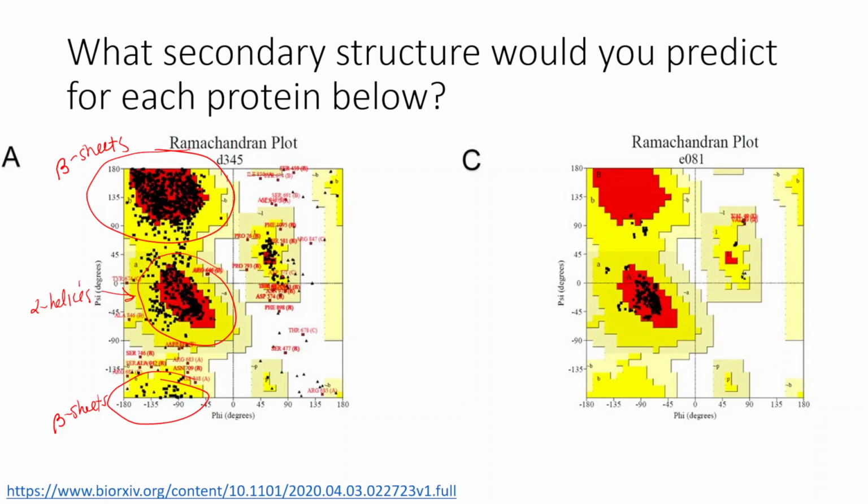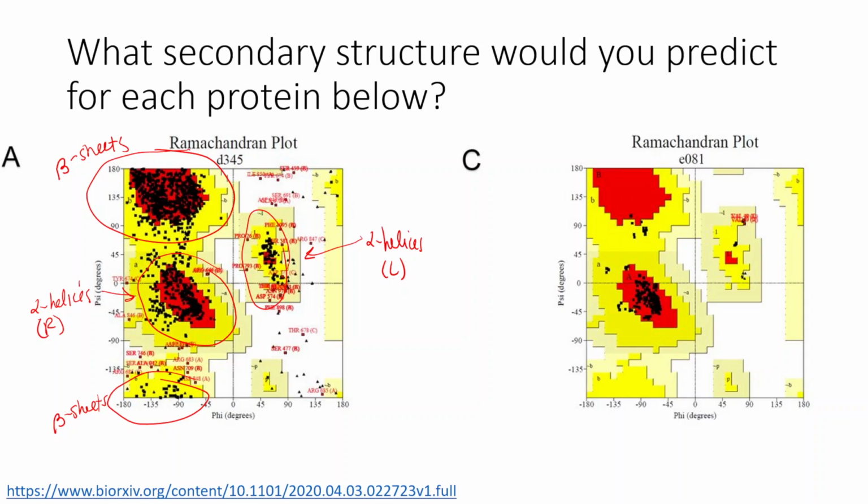Yes, exactly. So over here we would have the left-handed alpha helices. So this protein structure has a little bit of everything.